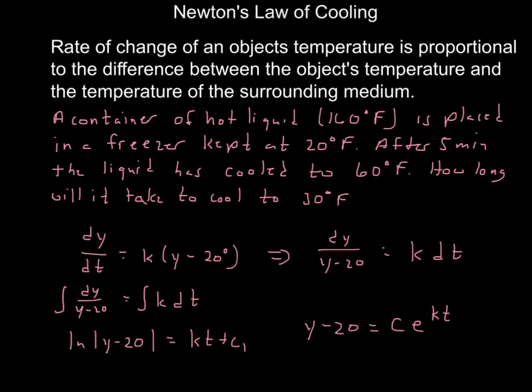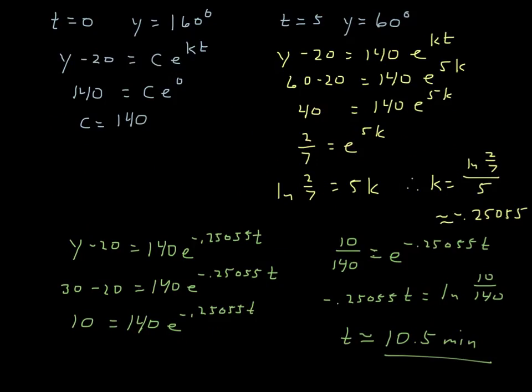Now what we're going to take a look at, though, is we're going to use the information that I know. I know that when t equals 0, the temperature is 160 degrees. The other thing I know is after 5 minutes, when t equals 5, the temperature is now 60 degrees. So for that, here's that information right up here. And I need to use that information to find some things out.